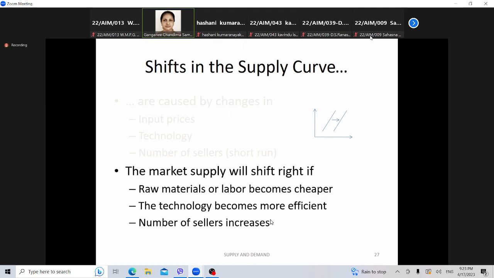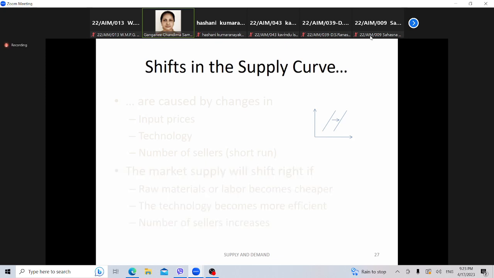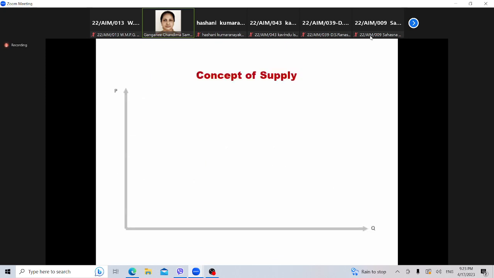So if market supply shifts right, meaning more and more production, then raw materials and labor become cheaper. That's why we are producing more and more. The technology becomes more efficient. That's why we are producing more. Okay, more sellers in the market. So these are positive points. More supply. Okay.